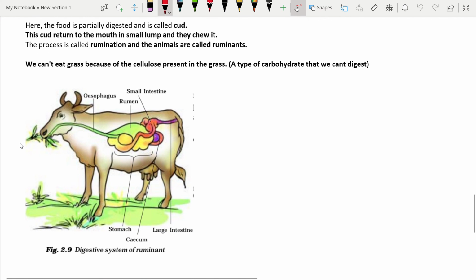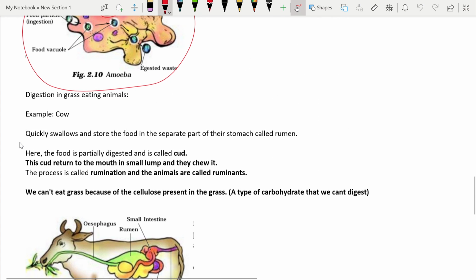We cannot eat grass because of the cellulose present in the grass. So do not go ahead and start eating grass, because we can't digest cellulose. It is a type of carbohydrate that we can't digest, and many other animals can't digest it either. That's why they're not herbivores or mainly grass eaters.